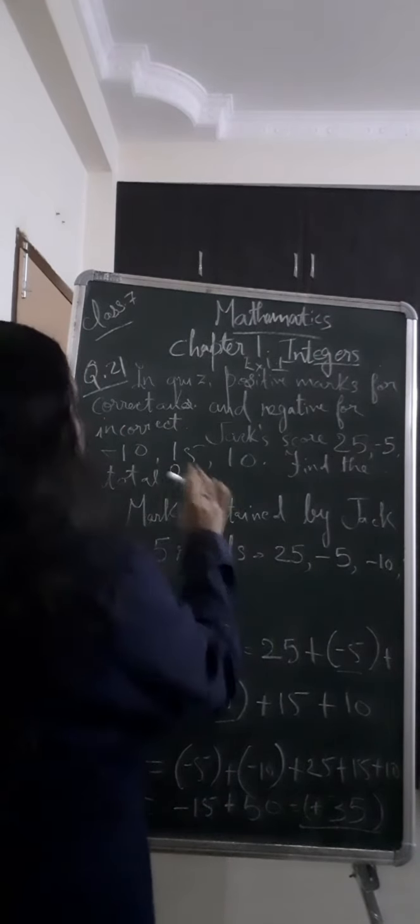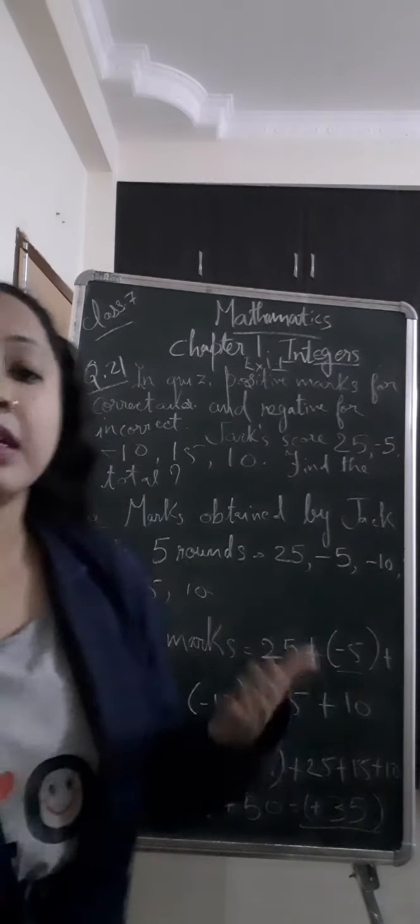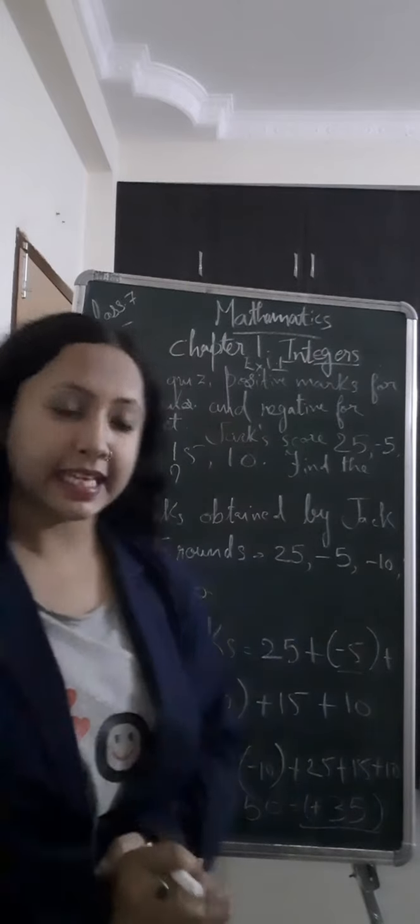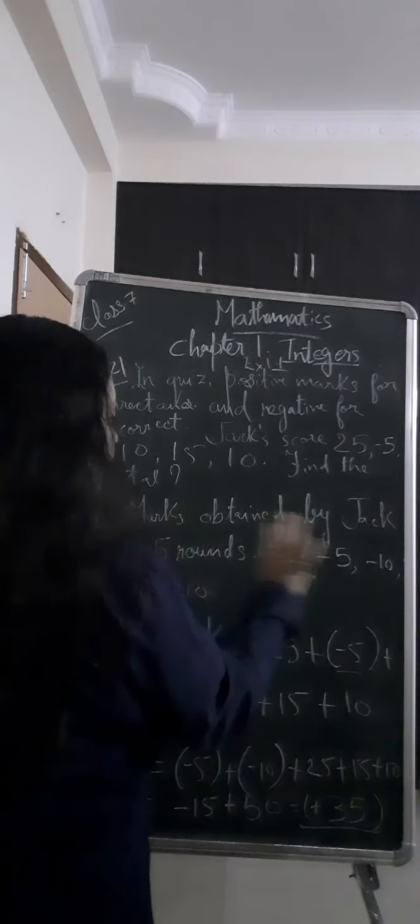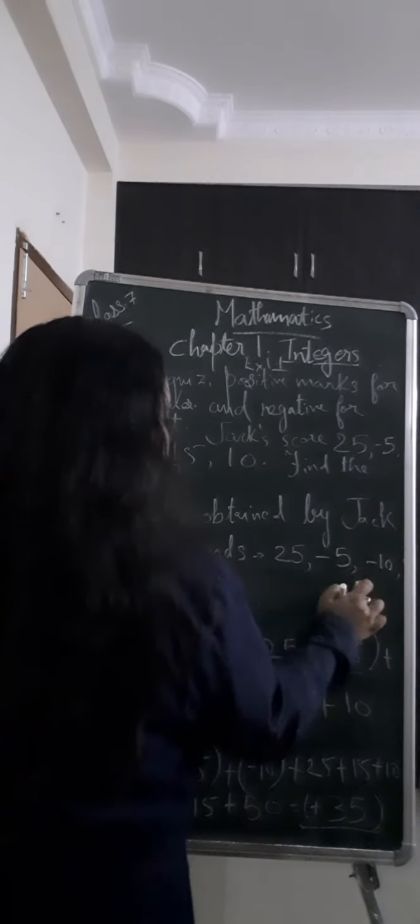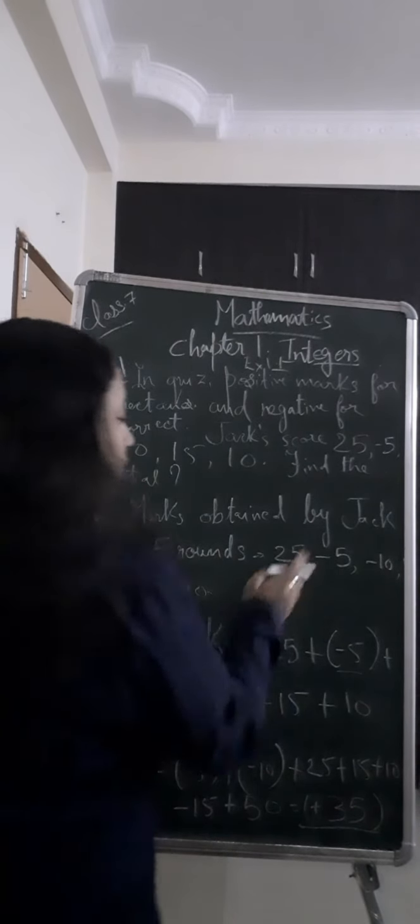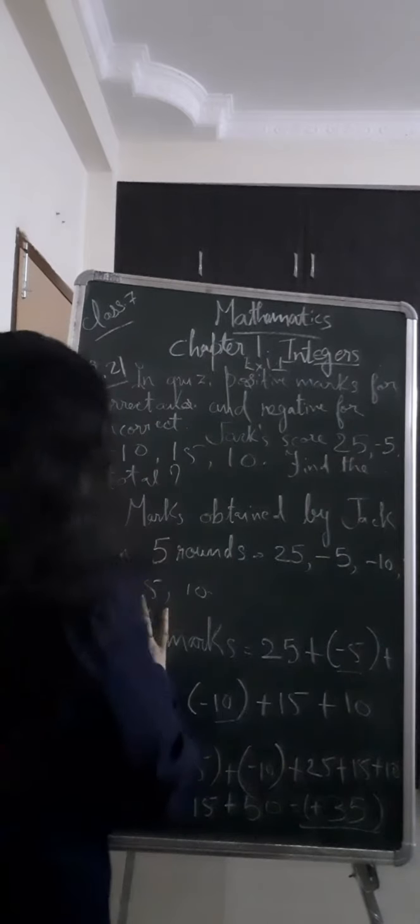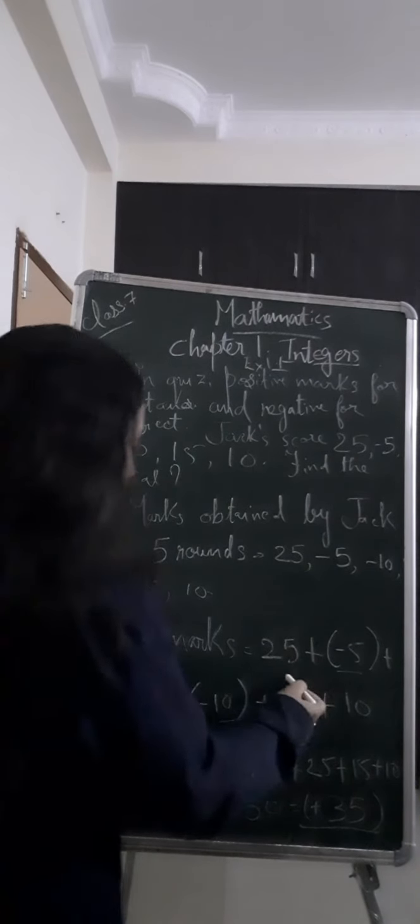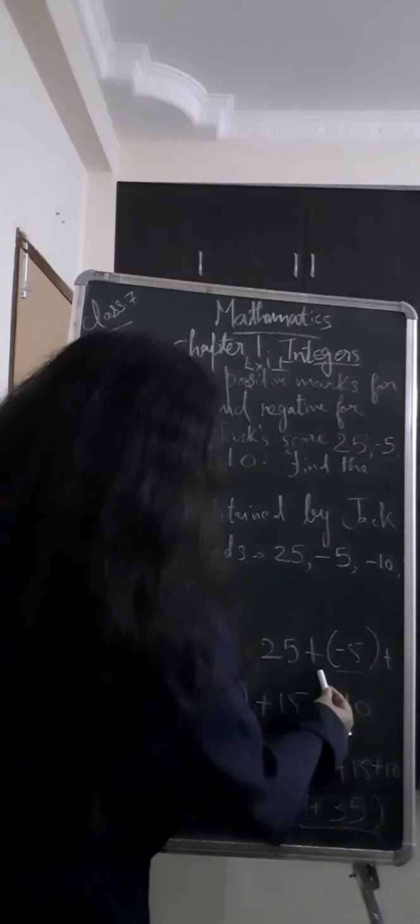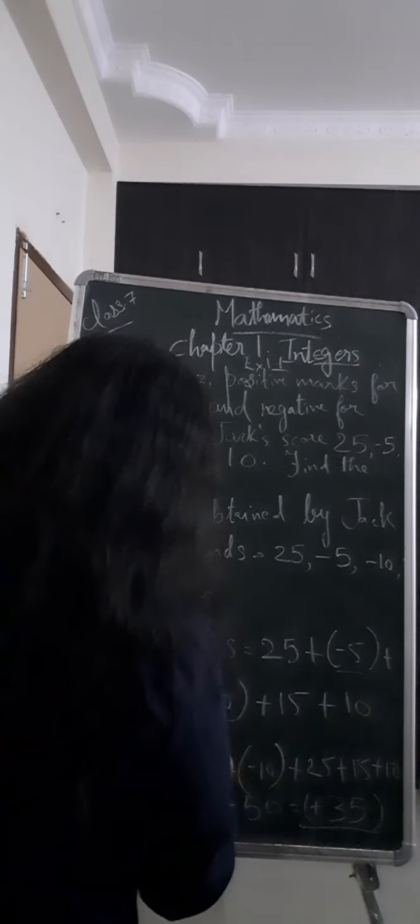Now find his total. We are supposed to find the total marks Jack has scored in the 5 rounds. So children, in the first step we have just written the 5 marks which Jack has got: 25, minus 5, minus 10, 15 and 10. Now children, we are supposed to add all these. There are plus and minus signs over here, two operation signs.